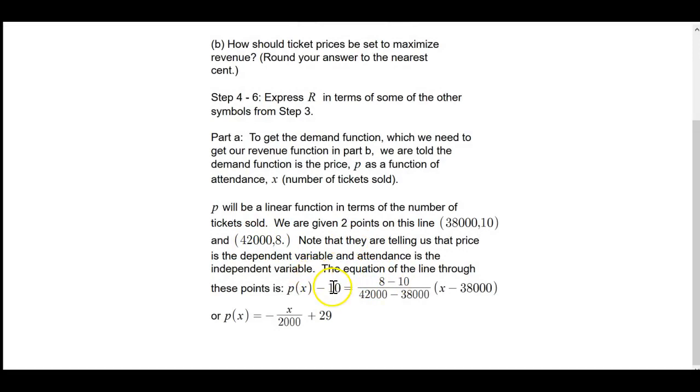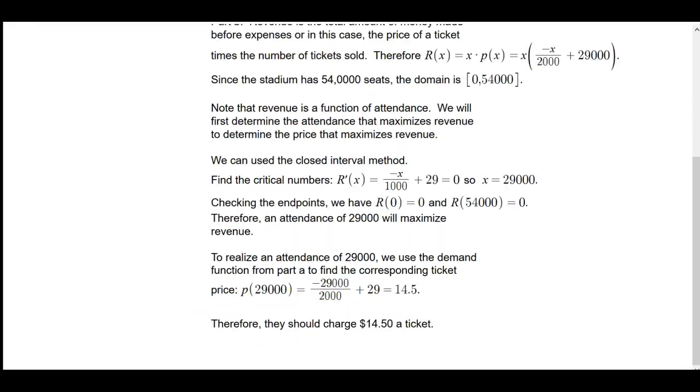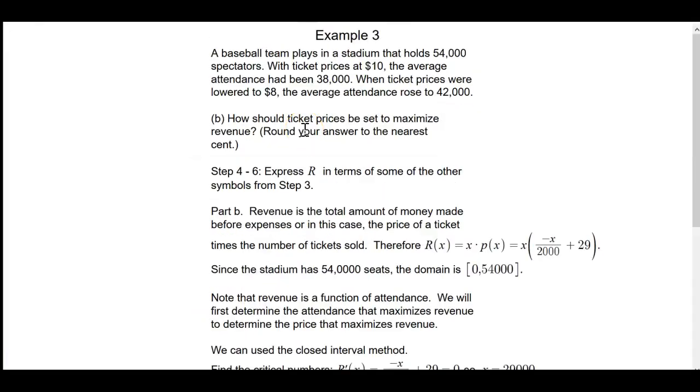So just using the 2 points on a line, I get P of X minus 10, so I'm using this point, equals the slope times X minus 38,000. And simplifying, I get this line. So that's telling me that the price is related to the number of tickets sold by this linear function. So now we look to part B.